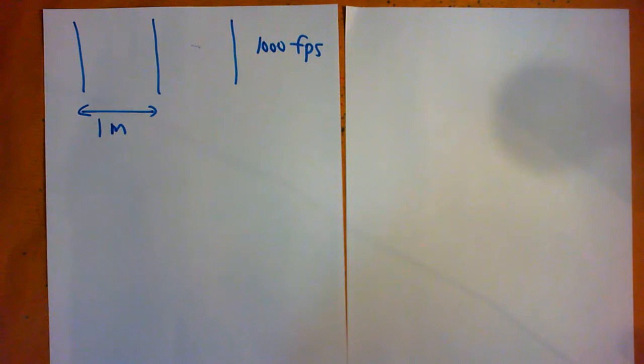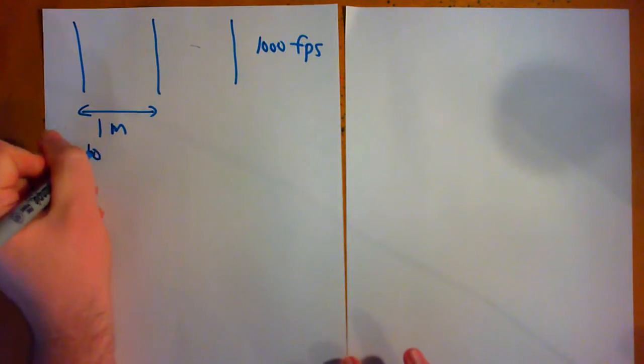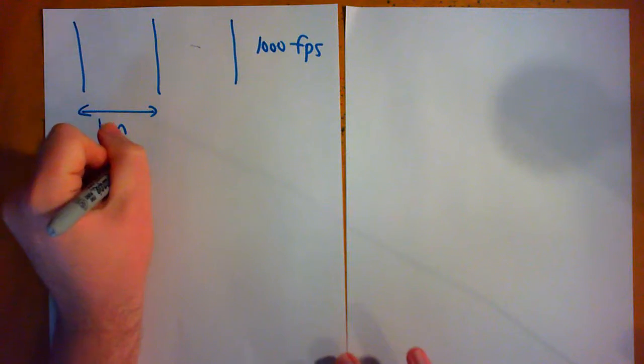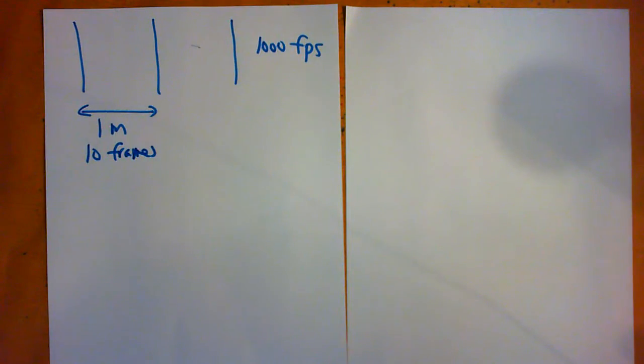The current record for filming speed of a camera, as I'm filming this on the 21st of June 2019, is 10 trillion frames per second. But getting back to this scenario, let's say it takes 10 frames to travel 1 metre. We need to therefore work out how fast the object is travelling.